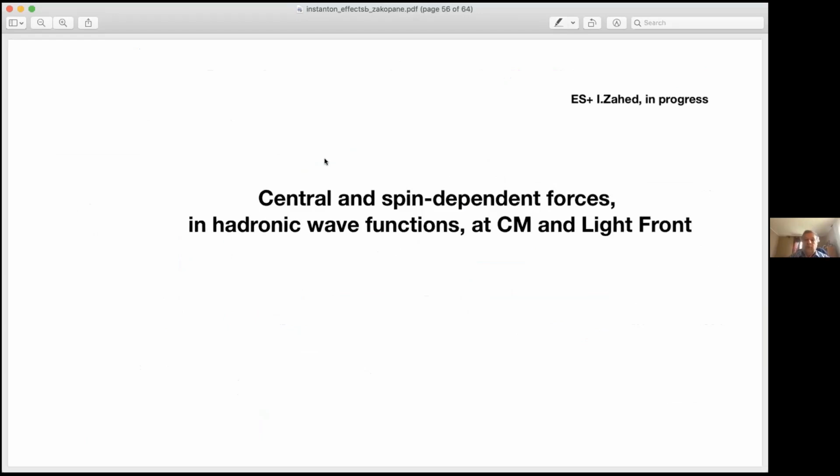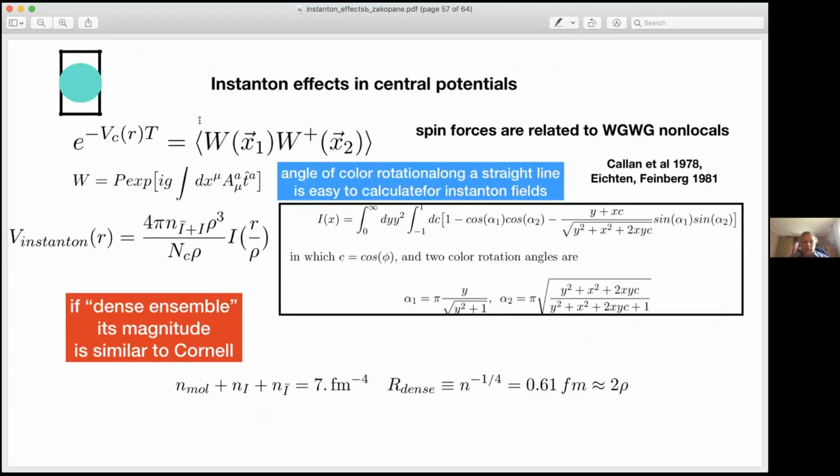Now is my final point. This is a paper which is ongoing about central and spin-dependent forces in hadronic wave functions. First of all, introduction. Already from very old times, it was clear that in the same way that you have gluon exchanges, you can calculate the instanton contribution to the potential, the heavy quark potential. You only need to do Wilson lines. Now, the instanton is a very special field. This A mu is proportional to 't Hooft symbol times x mu.